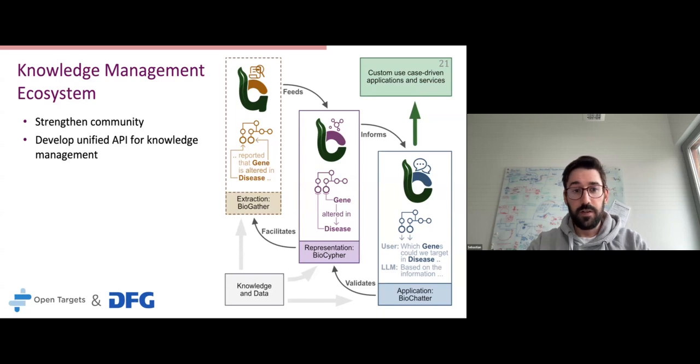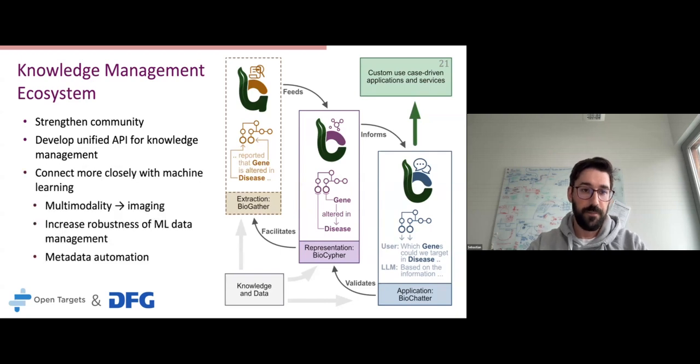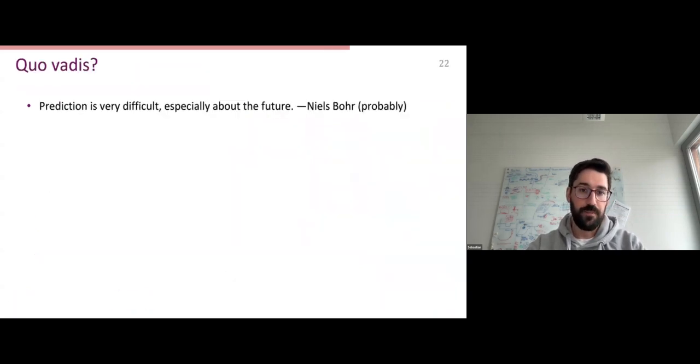A unified API for the knowledge management will be a big step forward because then the onboarding into the system just becomes easier. We also want to connect more closely with the downstream machine learning, so not just LLMs, but obviously also foundation models in other modalities like the molecular layers, and increase the robustness of machine learning data management, including the metadata automation, because having good, well annotated data sets, as you heard from Melanie before, is really the big thing. But everybody wants to do the model development, and not a lot of people want to do the metadata. So automation is really important here.